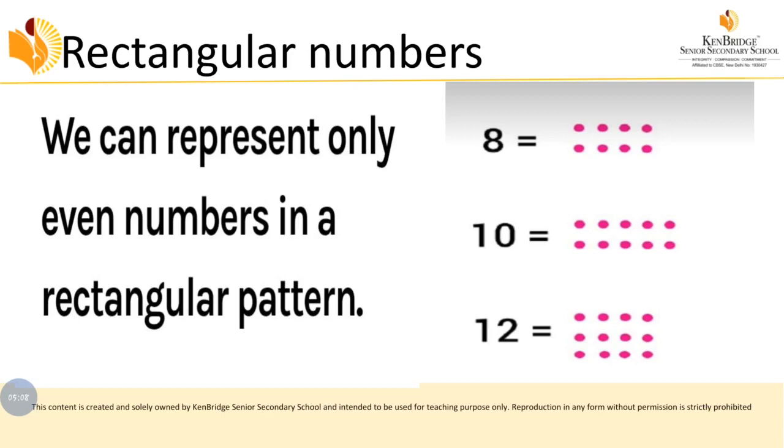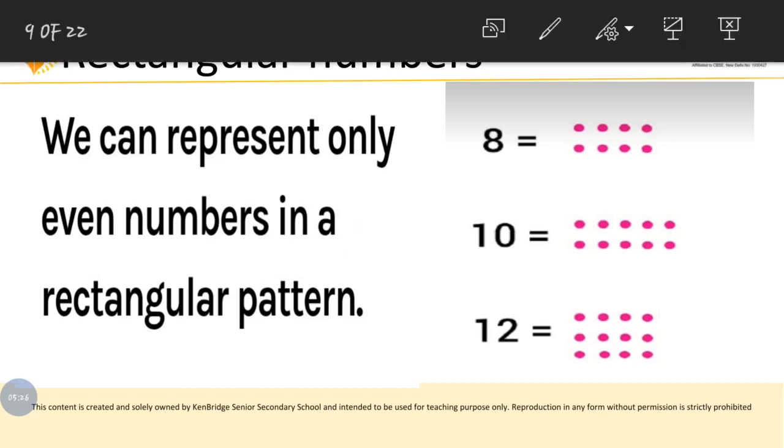But here I have started from number 8, and I didn't keep numbers 2, 4 and 6. If it is 2, 4 and 6, for example 6, you are able to build it as a rectangular number. I will show you now. If it is 6, you can place 1, 2, 3 and 4, 5, 6. So this is a rectangular format, right?